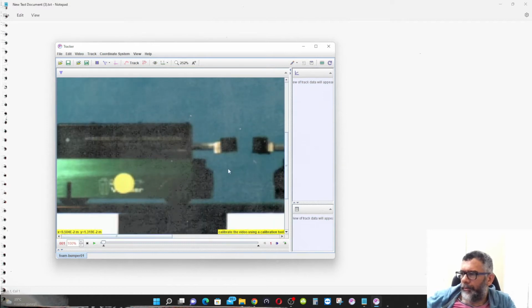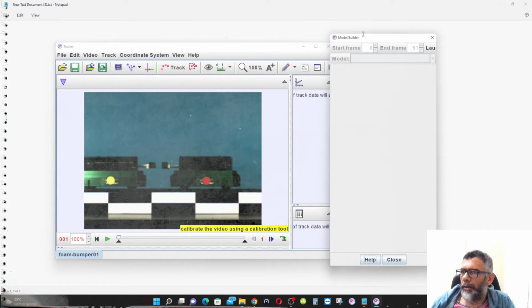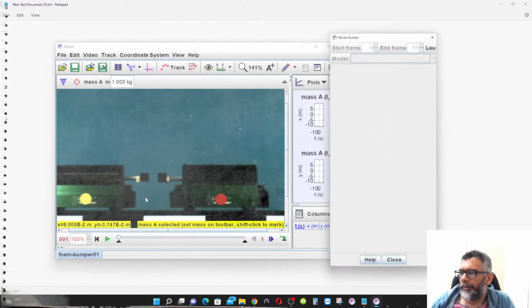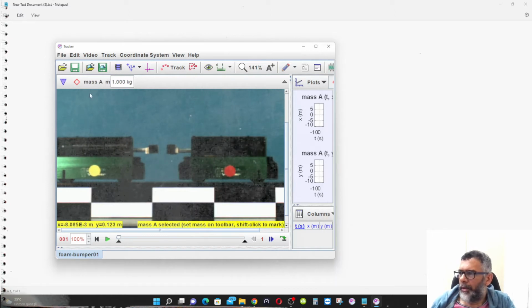Let me also first enlarge the font so that you can see better. Okay. Create point mass. I created the point mass, and the mass is over here, 0.706 kilograms.